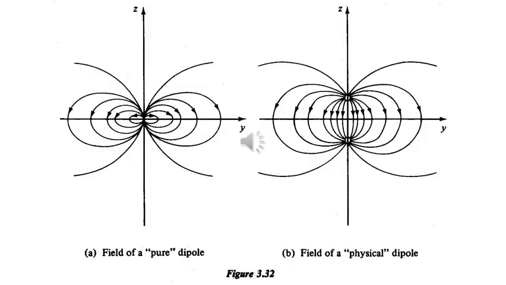Here we compare the fields due to a pure dipole and that due to a physical dipole. The pure dipole is just an idealization, doesn't exist and can't exist in real life. For a physical dipole, we can see that the field lines originate on the positive charge and end on the negative charge.